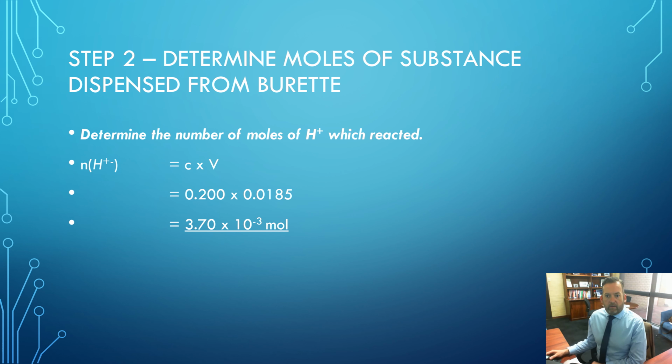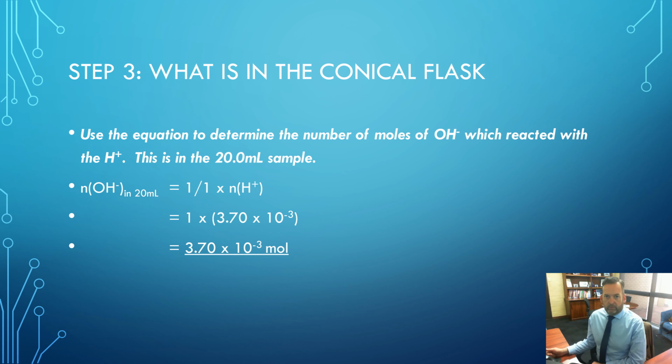Now, if we know our equation, and the equation is really important here, the number of moles of hydrochloric acid equals the number of moles of sodium hydroxide. So 1-to-1 ratio from that equation. So in that case, the number of moles of hydroxide in the sample is 1/1 times the number of moles of hydronium that came out from the hydrochloric acid. So we've got 3.7 times 10 to the minus 3 moles of sodium hydroxide in the conical flask, which is a small sample of the original.